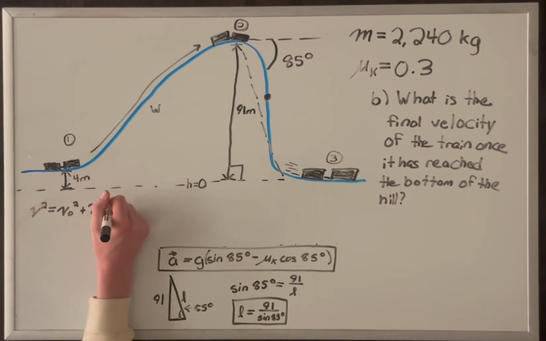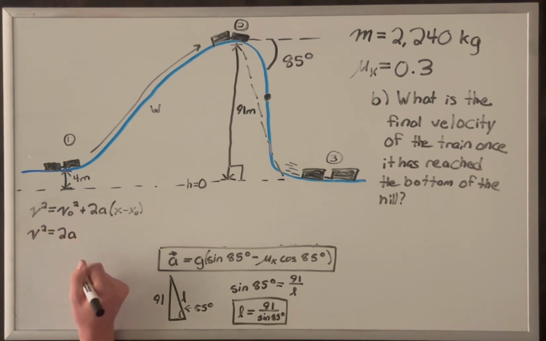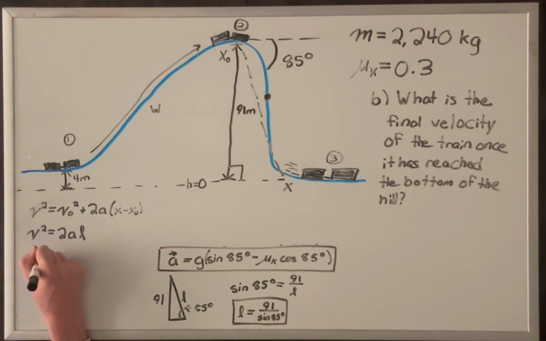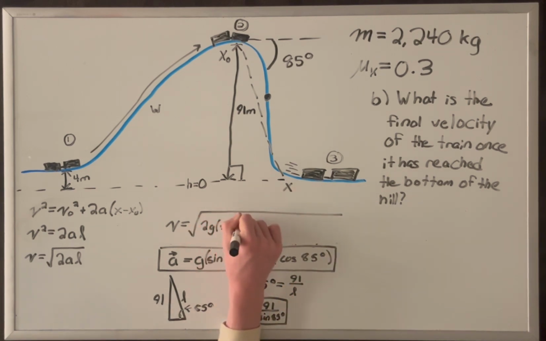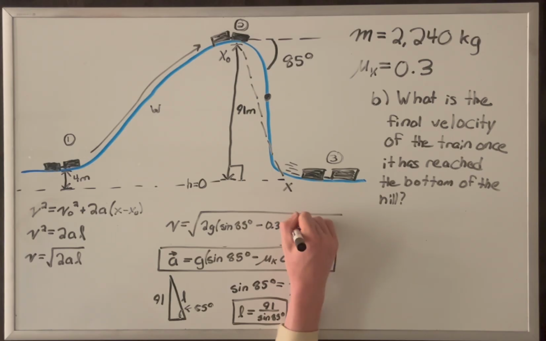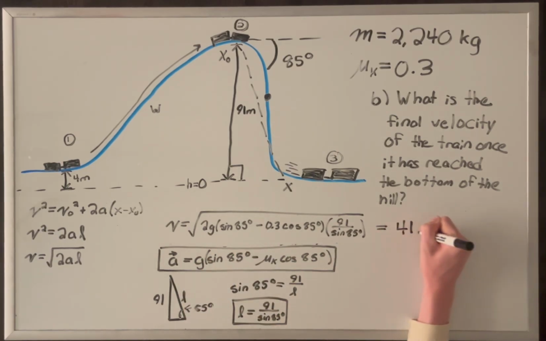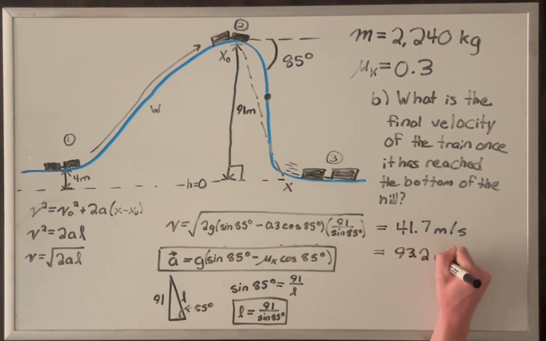Now let's use the kinematics equation. The velocity squared is equal to the initial velocity squared plus 2 times the acceleration times the change in the coordinate that we're using. And the coordinate's not the x, but it's the segment that you can see from x to x0. And if we solve for this equation, velocity is going to equal the square root of 2 times the acceleration times the length. And if we plug in our values for that, we can solve for the velocity of the train once it reaches the bottom of the hill, which is 41.7 meters per second or 93.2 miles per hour.